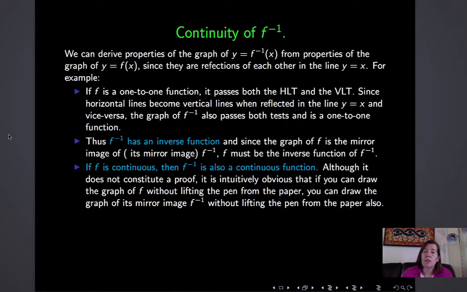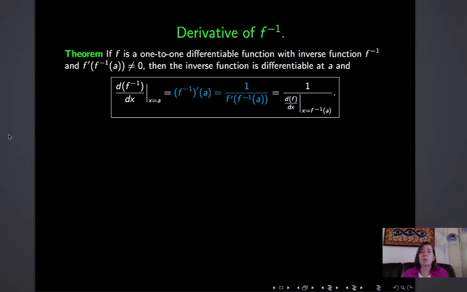If f is continuous, then f inverse is also a continuous function. Although it doesn't constitute rigorous proof, it's intuitively obvious that if I can draw the graph of f without lifting the pen from the paper, then I can draw the graph of its mirror image, f inverse, without lifting the pen from the paper also. So f inverse must also be continuous.